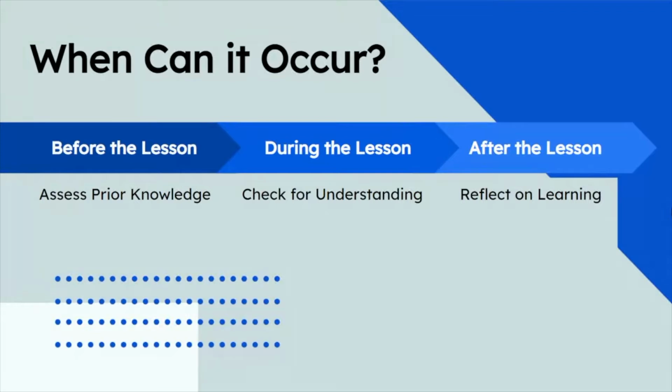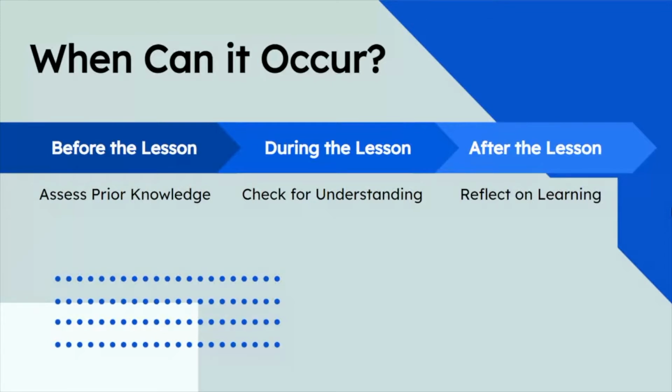So when can it occur? Formative assessment can take place before the lesson to assess prior knowledge. We need to know what students already know about the content or skill. Not all students have equal background knowledge and or experiences. It is important that we know where each student is at within the content to design instruction based on their individual needs. It can occur during the lesson to check for understanding. This shows us how well students are understanding the instruction we are delivering. This data should be used to plan next steps for instruction.